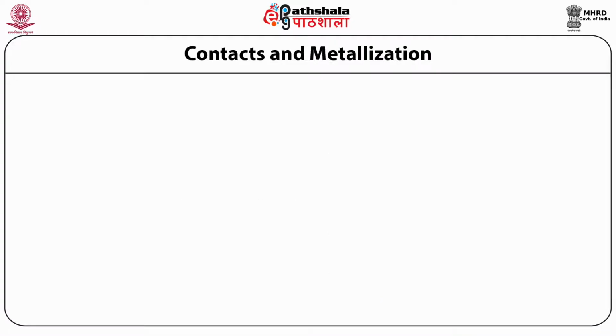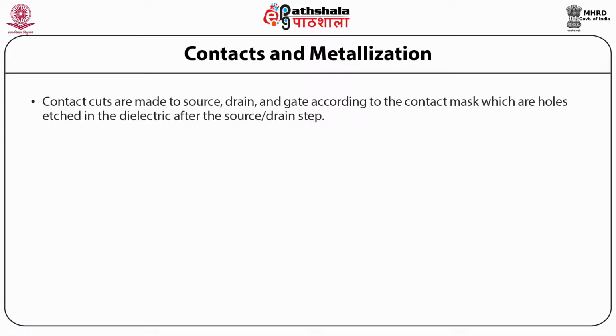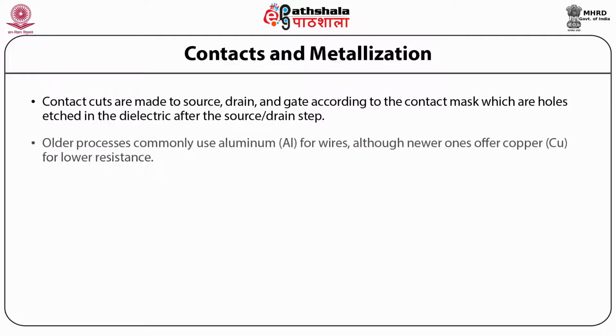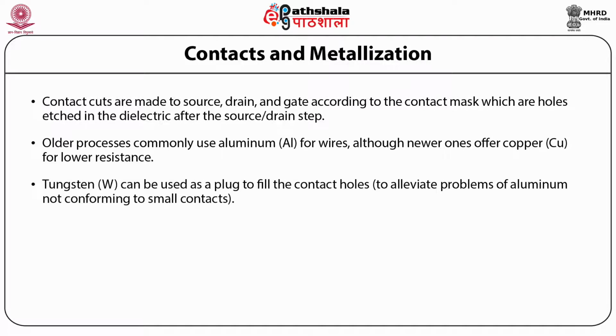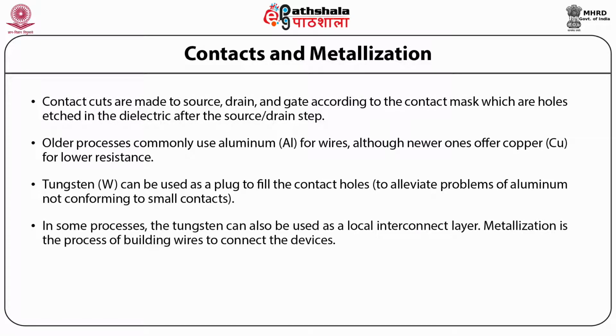The next process is contacts and metallization. Contact cuts are made to source, drain and gate according to the contact mask, which are holes etched in the dielectric after the source drain step. Older processes commonly use aluminium for wires, although newer ones offer copper for lower resistance. Tungsten can be used as a plug to fill the contact holes to alleviate problems of aluminium not conforming to small contacts. In some processes, the tungsten can also be used as a local interconnect layer.